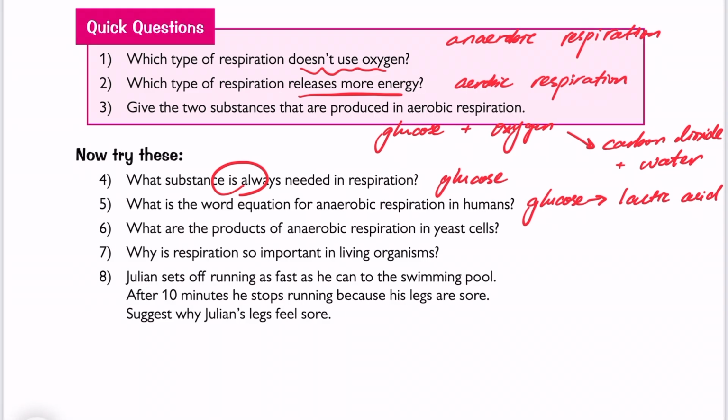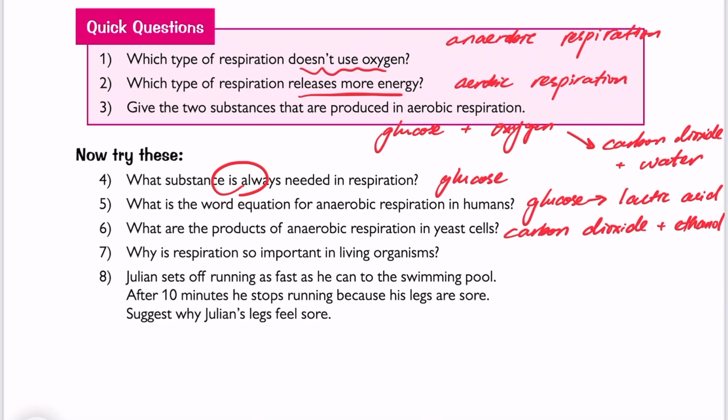Question 6. What are the products of anaerobic respiration in yeast cells? So it's not going to be lactic acid anymore. This is related to the fermentation. It would be carbon dioxide and ethanol.